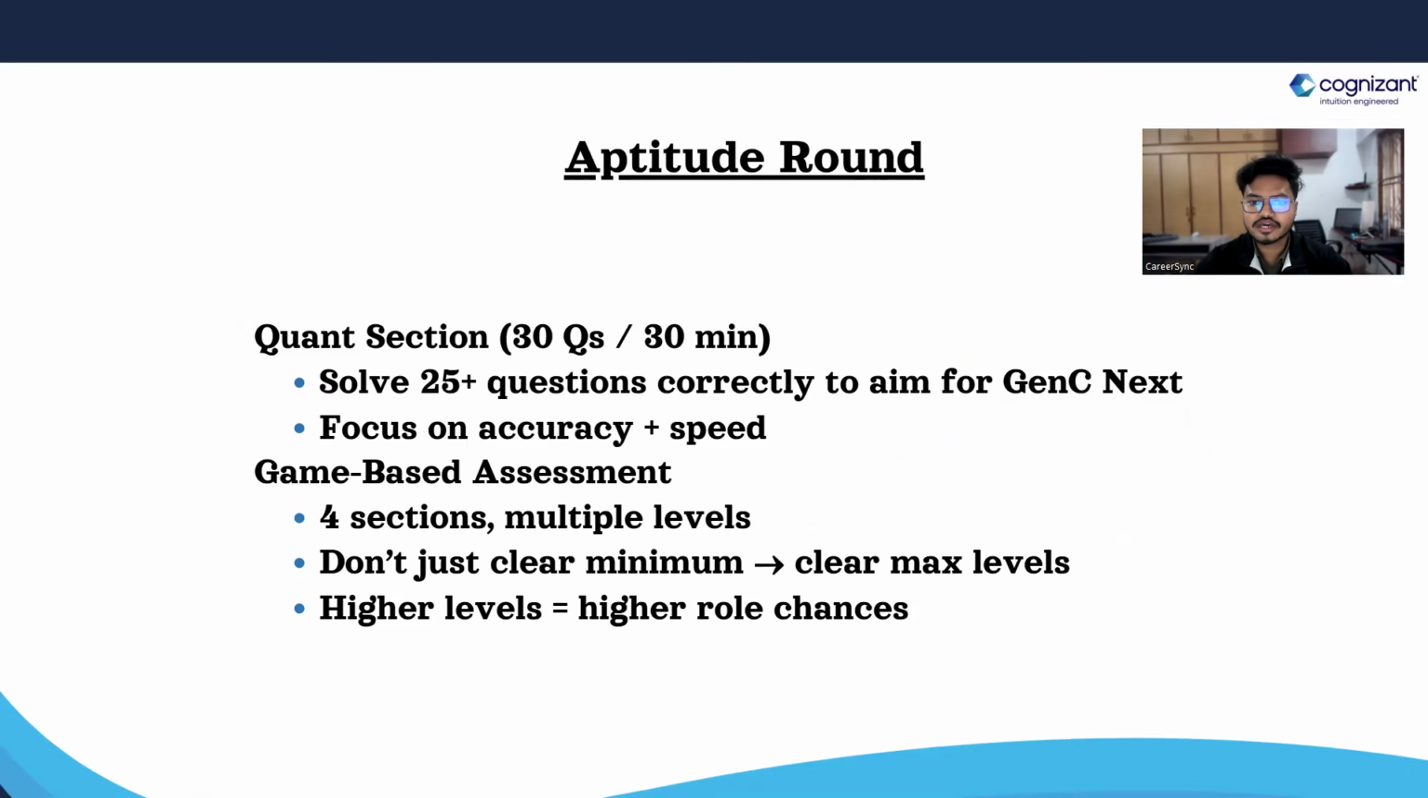Now, for the aptitude round, you have to solve 30 questions in 30 minutes. If you want to get GenC Pro and GenC Next, you should solve 25 plus questions correctly for GenC Next, and focus on accuracy plus speed. And in the game based assessment, there will be 4 sections, multiple domains, with minimum and maximum levels to clear. Higher level means higher chances, so it depends on the questions that you solve.